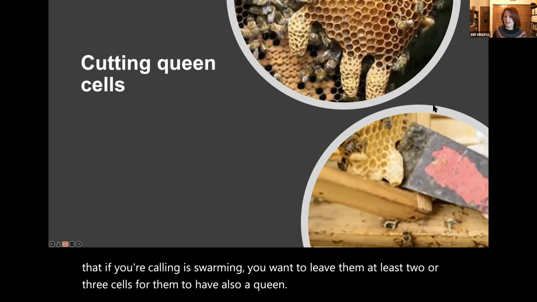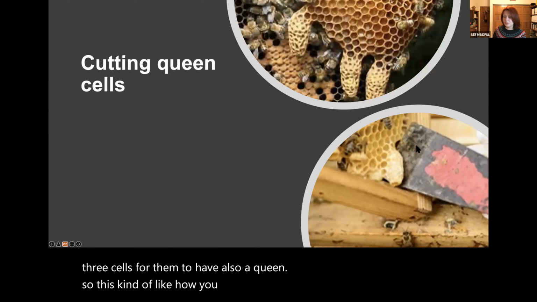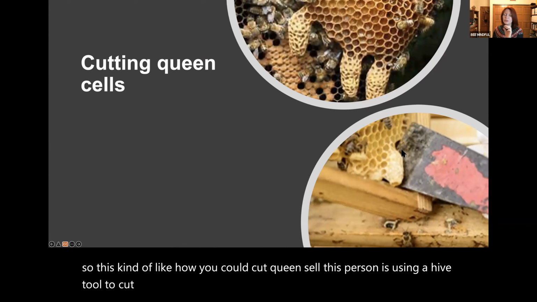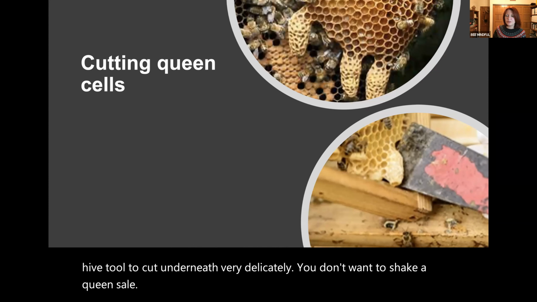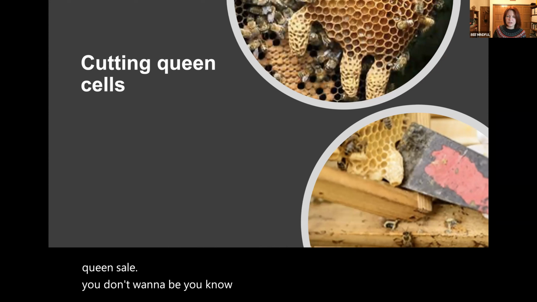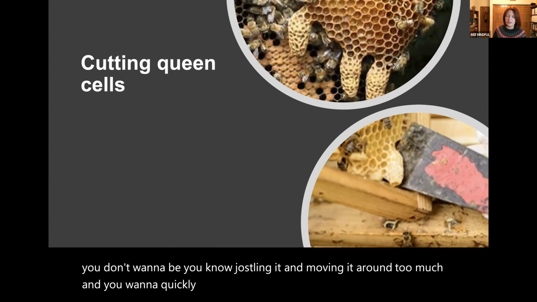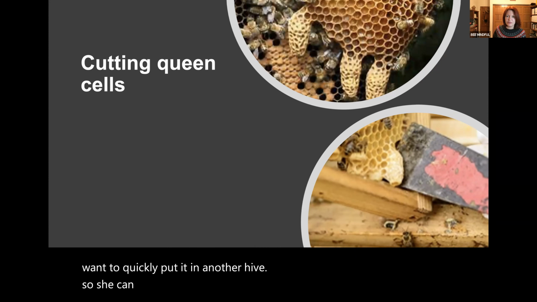So this is kind of like how you could cut a queen cell. This person is using a hive tool to cut underneath very delicately. You don't want to shake a queen cell. You don't want to be jostling it and moving it around too much. And you want to quickly put it in another hive so she can be taken care of by the bees.